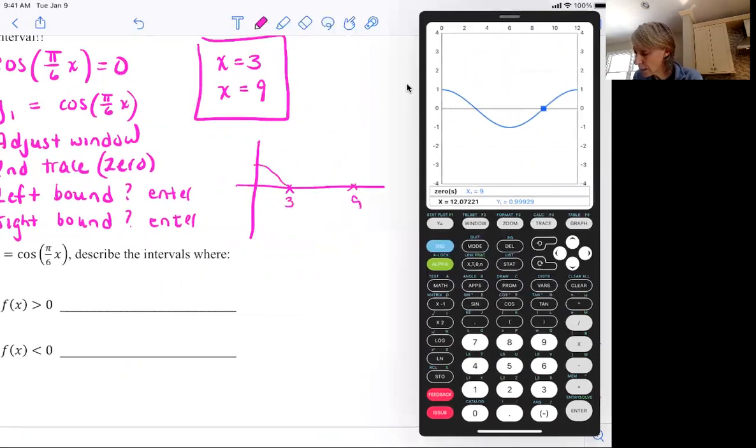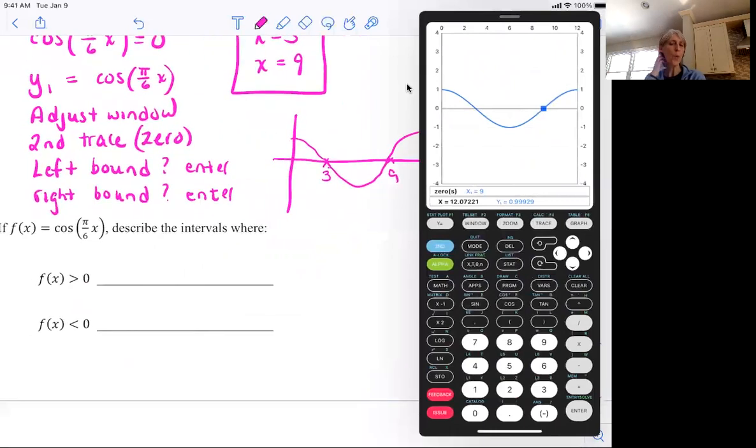Our graph kind of looks like this. Now, there's going to be a lot of times in calculus where you're dealing with problems where you have to describe the intervals where the function is greater than 0 or where the function is less than 0. So if we wanted to describe these intervals, we could say the graph is above the x-axis from 0 to 3 and 3 to 12, and it's below the x-axis, or less than 0, from 3 to 9.